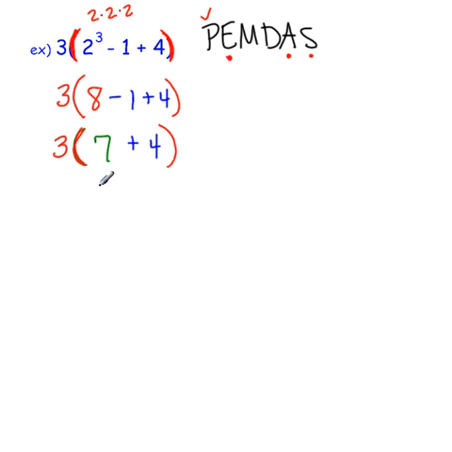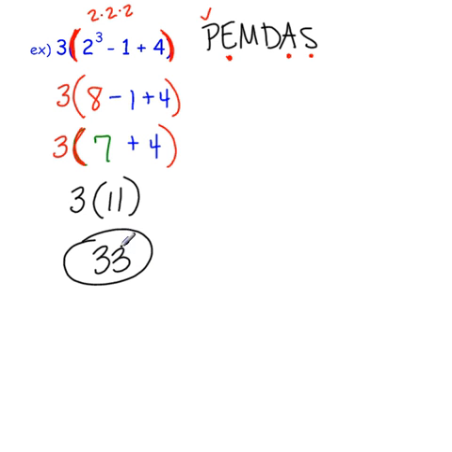So what would you guys say 7 plus 4 is? That's our only operation left. 11 is right, and there's a 3 on the outside. Now we need to talk about this. Anything that's slapped up against each other is referring to multiplication. So this actually means multiplication. 3 times 11, and we would get 33 as our final answer.